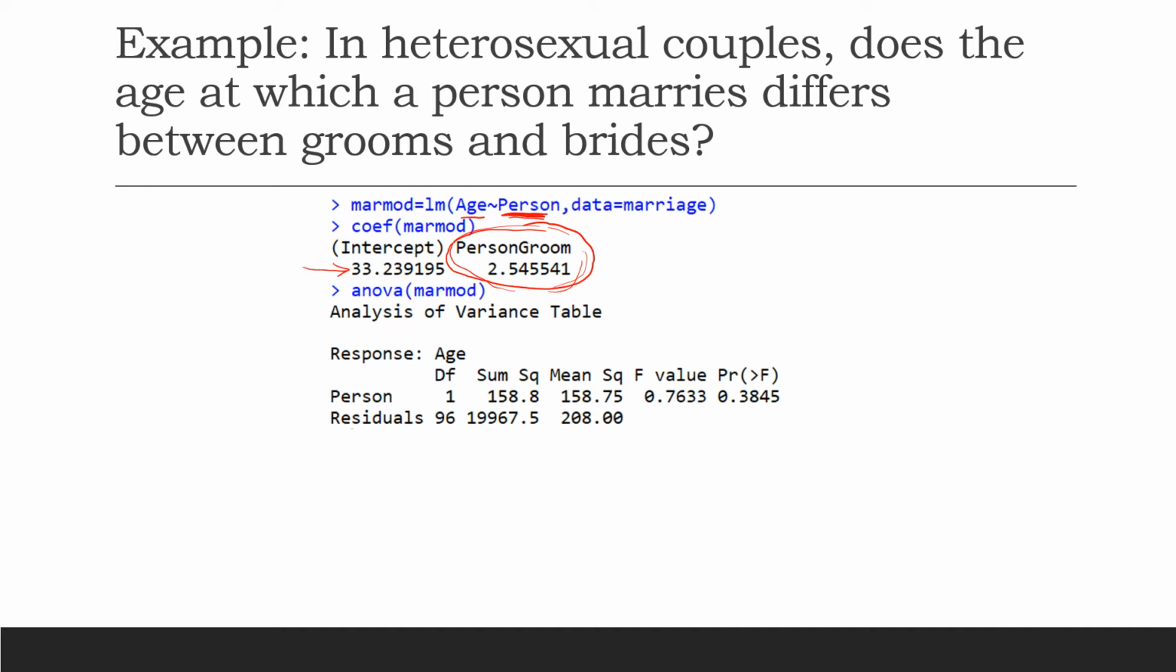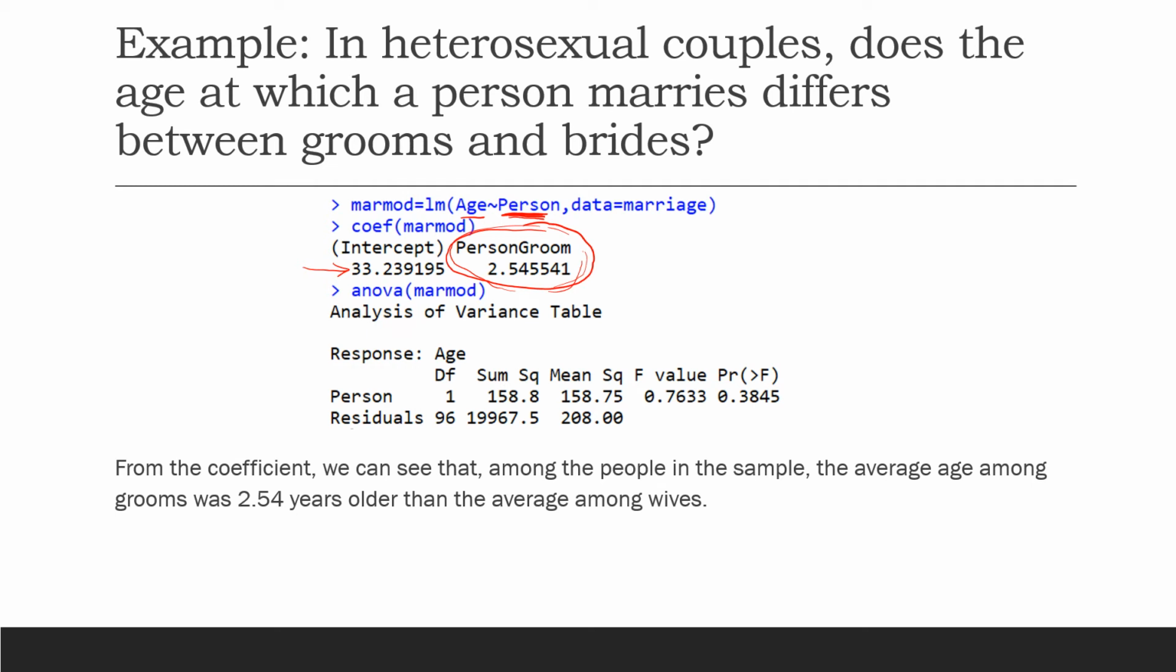So the average groom was 2.54 years older than the average bride. So again, from the coefficient, you can see that among people in the sample, the average age among grooms was 2.54 years older than the average among wives. However, we can also look at our analysis of variance table. And we can see that the person variable, when we do a hypothesis test to see if this is a statistically significant difference, if this is contributing in a significant way to the model, we have a p-value of 0.384.